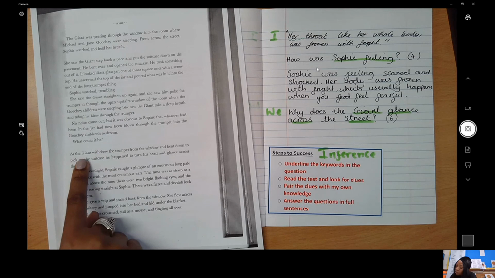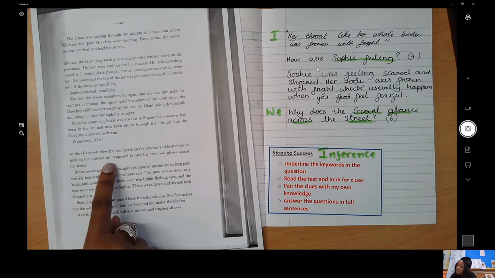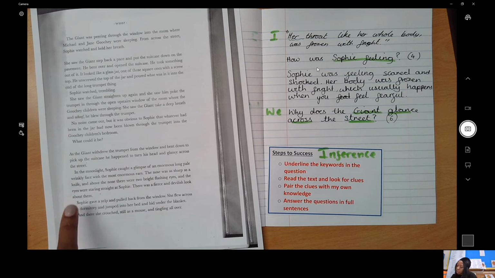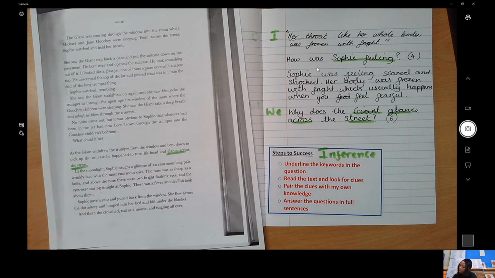Okay, I'm going to start from here. As the giant withdrew the trumpet from the window and bent down to pick up the suitcase, he happened to turn his head and glance across the street. Okay, so it does talk about the giant glancing across the street. So I've looked for clues.